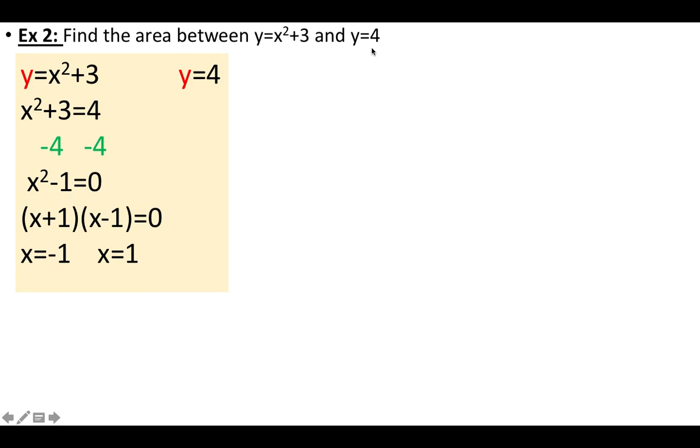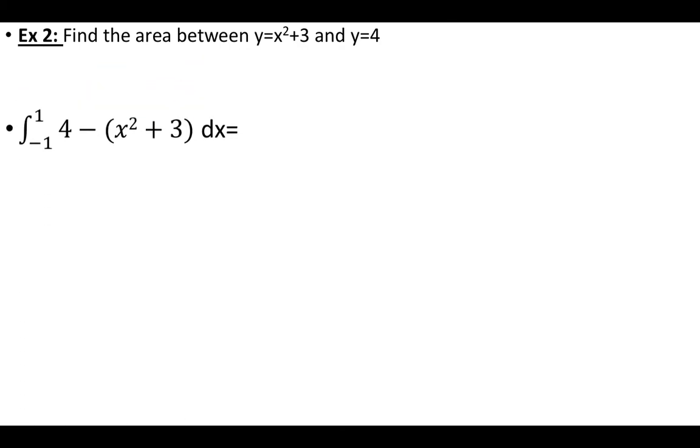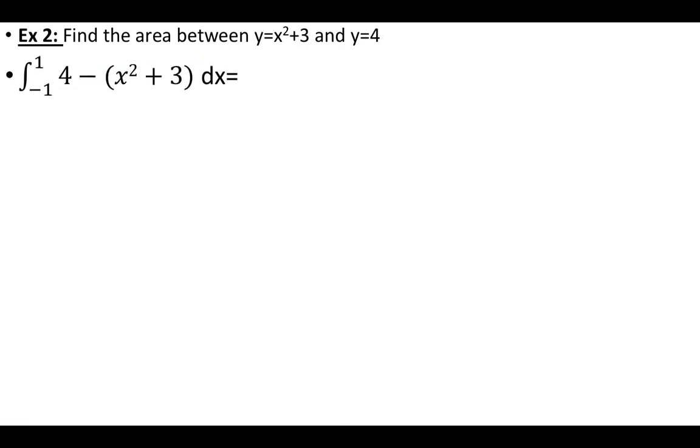Now that we have that, let's set up our integral. We're going to subtract taller function minus the smaller function. Again, I know that y equals 4 is going to be taller than this one because this is a horizontal line at y equals 4, and this is a parabola, so I still think it goes under. Again, you could double check that with Desmos. So there we go. I did taller function minus the smaller function.